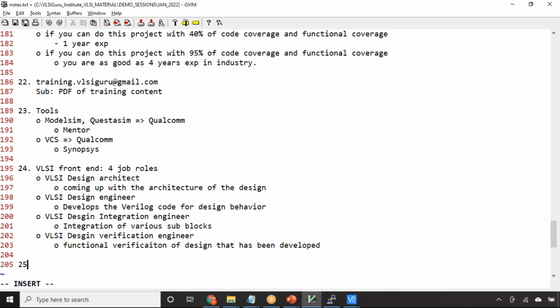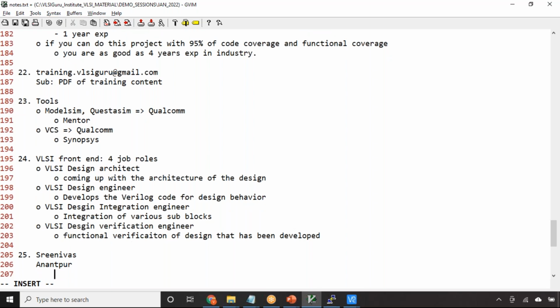Okay. See, my name is Srinivas. I am from Anantapur in Andhra Pradesh. I completed my dual degree from IIT Madras in 2005. It's a 5-year course where I did my BTech and MTech. Since then, I have been working in the VLSI industry. Mostly, I have worked as a consultant or contractor at various firms like Qualcomm, Texas Instruments, Cypress, NXP, and Rambus.